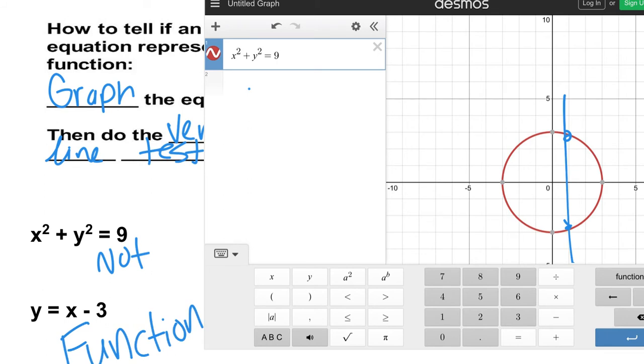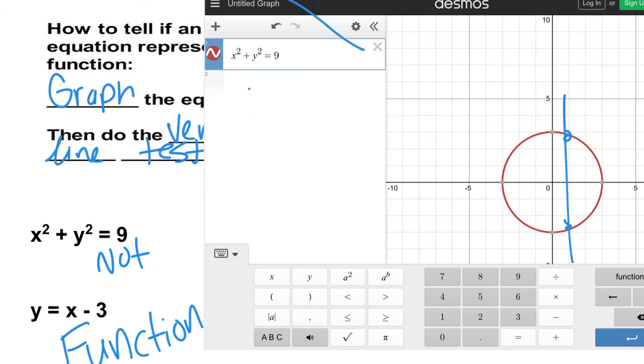Now there are some things that have exponents that will be functions. So you want to make sure that you're not just assuming if it's got an exponent in it, it's not a function, because there are a lot that are. So graph it in Desmos and then do your vertical line test on it to be able to check it.